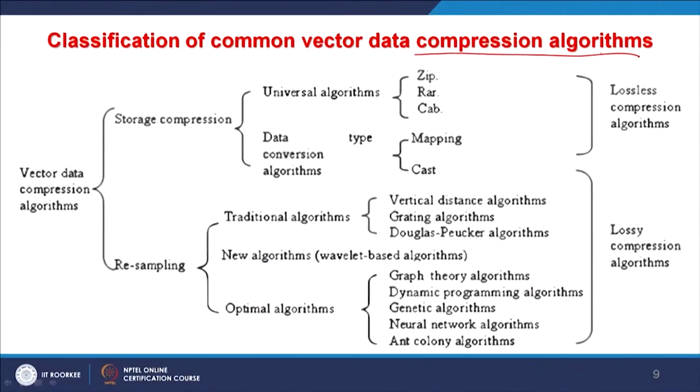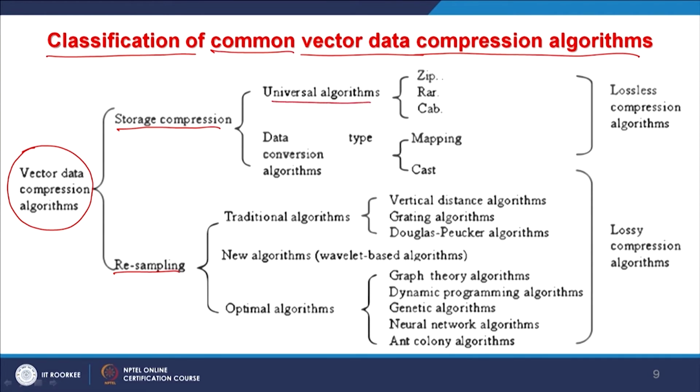Now, vector data compression: so far, the algorithms which are available have this classification. Vector data compression algorithms either target storage compression or resampling techniques, and that also belongs to the generalization kind of thing. So, there is a universal algorithm, and this one you already know about.